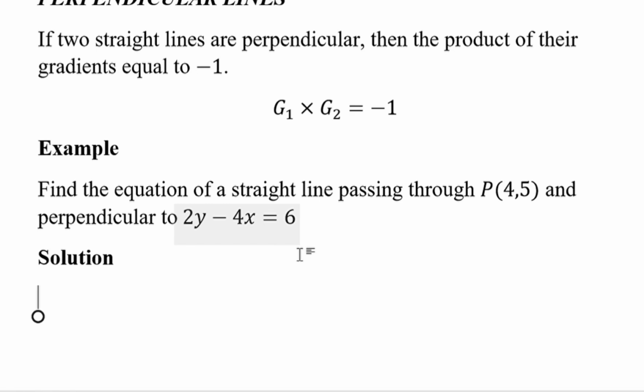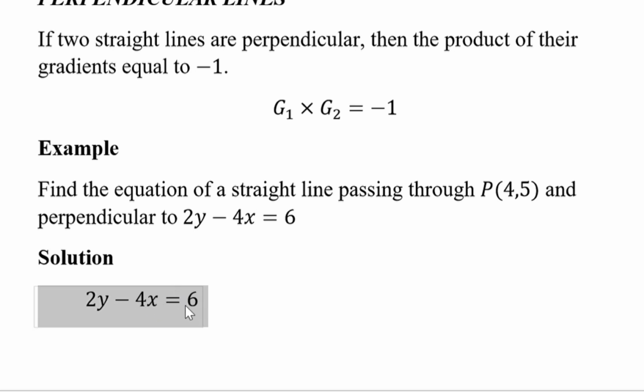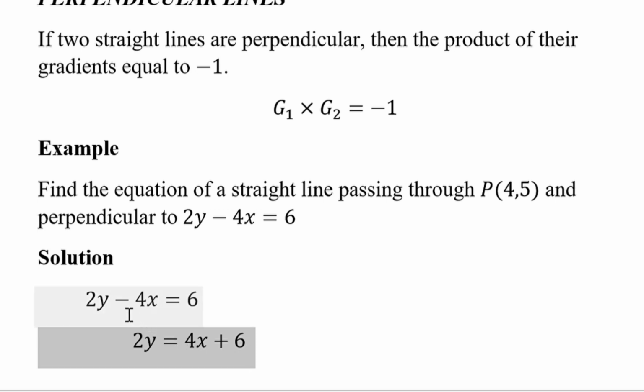We need to get the gradient of this line, and the way we do that is by converting this equation into the standard form of an equation of a straight line, y is equal to mx plus c. So we write that equation down here. Take this negative 4x across equal signs. We shall have 2y remaining this side, is equal to, when you take negative 4x across equal signs, it changes to positive 4x, then plus 6.